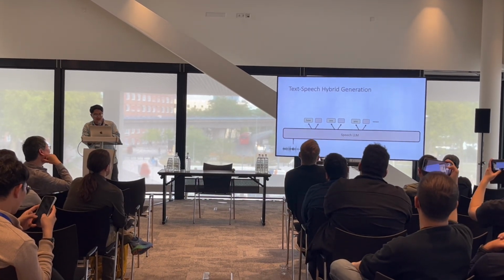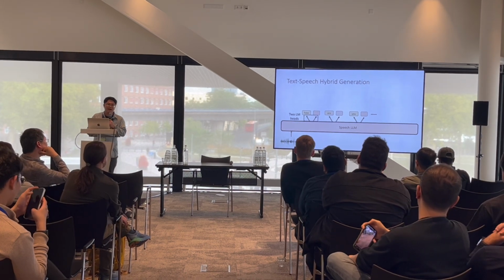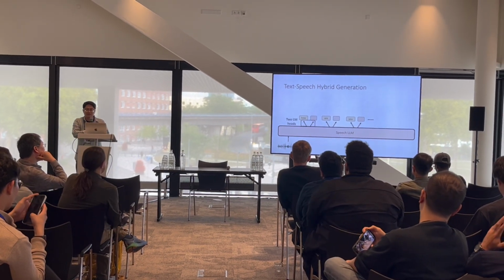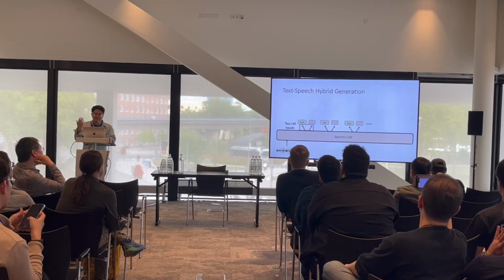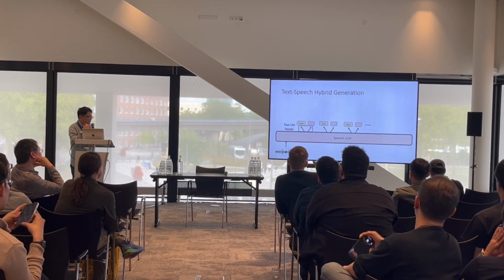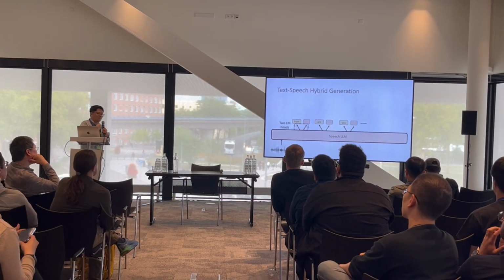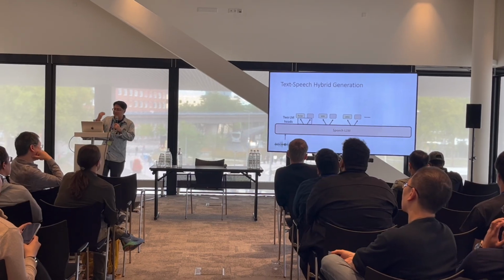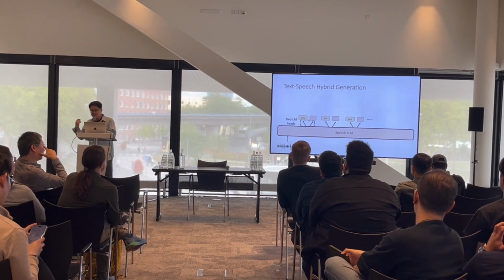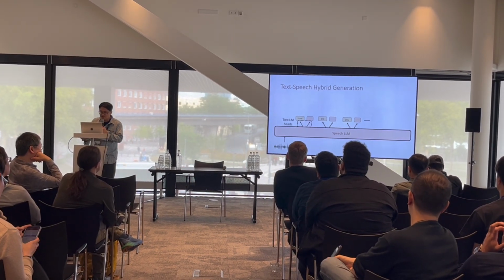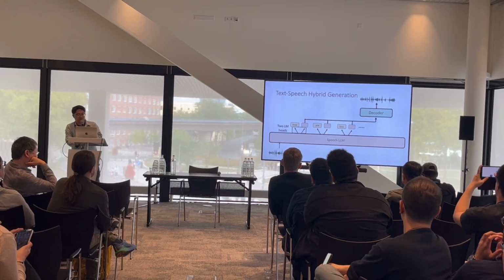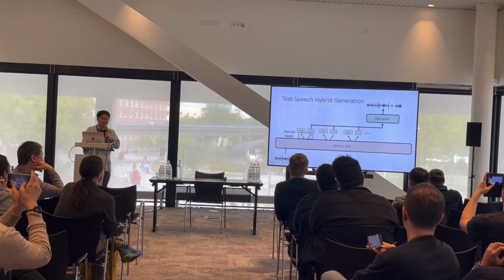So your model can have two language model heads, one head for text token and one head for speech token. So at each time step, the model generates one text token, one speech token, one text token, and one speech token, and so on. And your decoder will take the speech tokens as input and generate the speech.